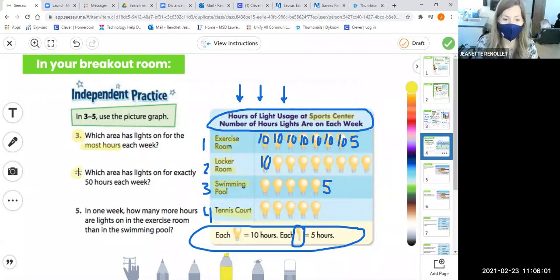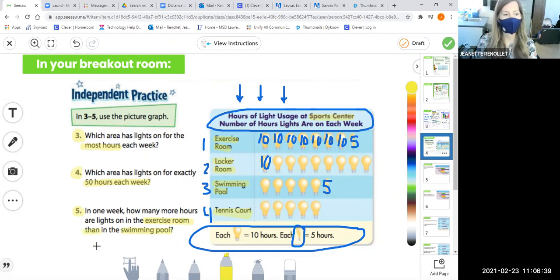Number 4 says, which area has lights on for exactly 50 hours each week? So you need to look at the graph and see which one has 50 hours of lights on, okay? And then problem number 5, this is a tough one. Ready? In week number 1, how many more hours are lights on in the exercise room than in the swimming pool?